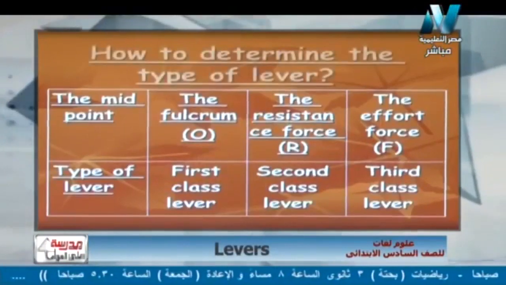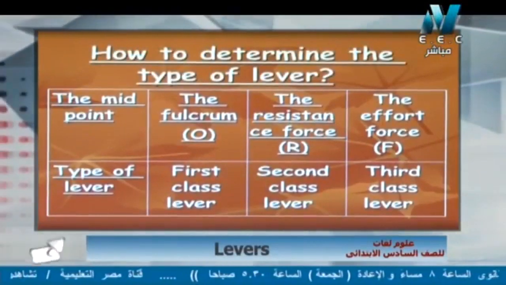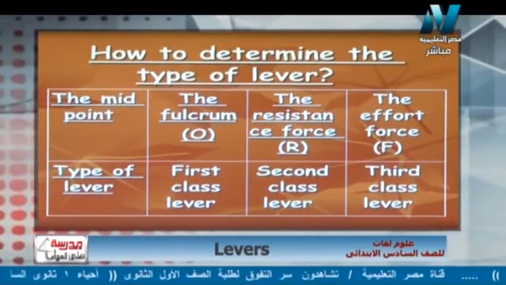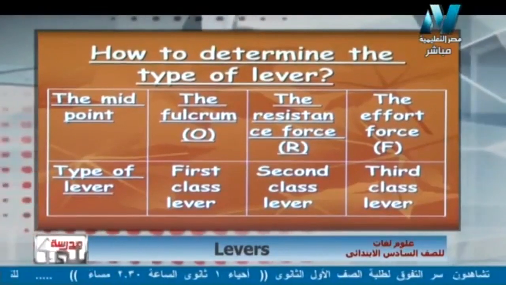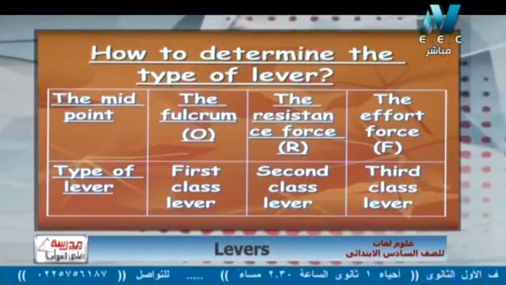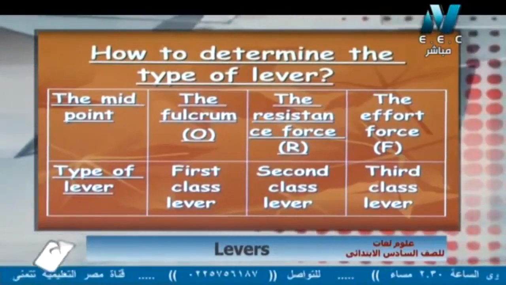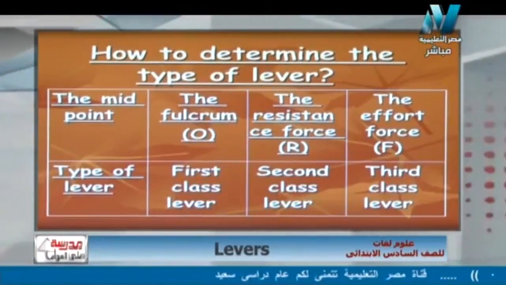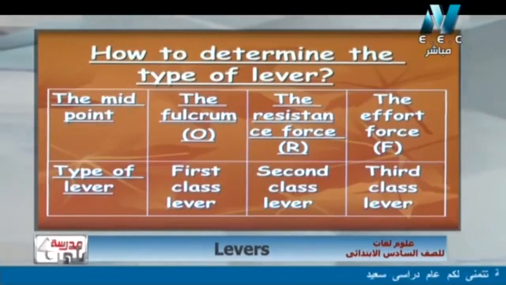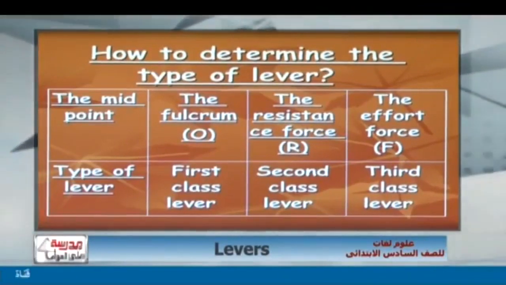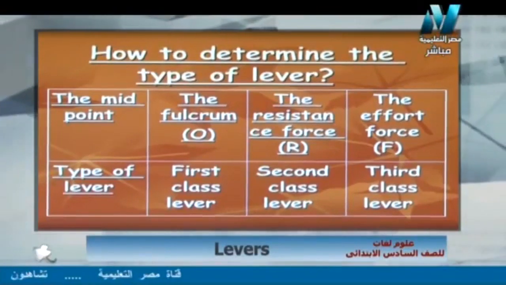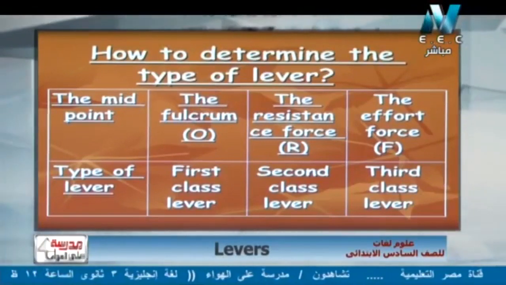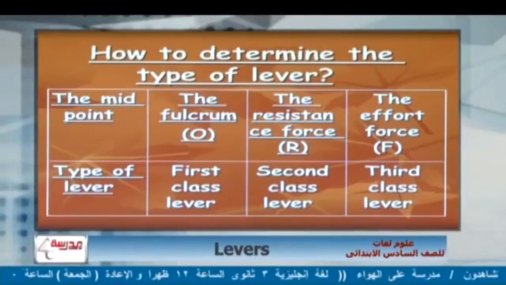So now how can you determine the type of the lever? As I said, by determining the midpoint. If the midpoint is the fulcrum, it will be the first class lever. If the midpoint is the resistance, it will be the second class lever. If the midpoint is the effort force, it will be the third class lever. So again, I can determine the type of lever by determining the middle point only. If it is O, the fulcrum, it will be a first class lever. If it is R, it will be a second class lever. If it is F, the effort force, it will be a third class lever.